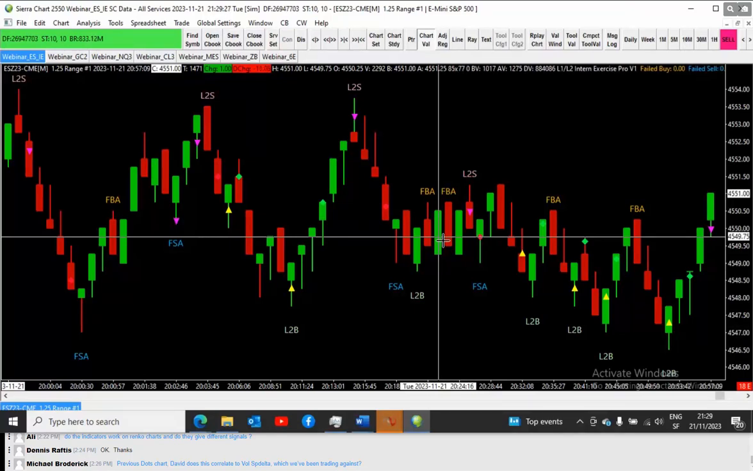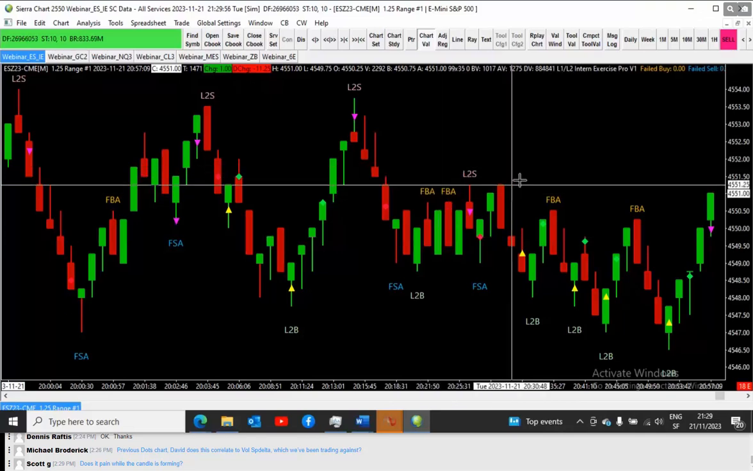Okay, let's check if there are any questions. Previous dots chart, does this correlate to volume delta? No. No, it's just looking at the way price has moved and with what speed, if you like, in terms of the move that it makes. Just put it back up for a minute.